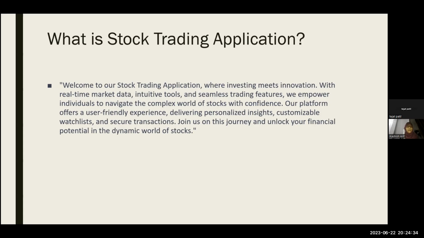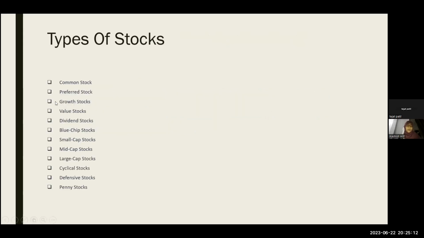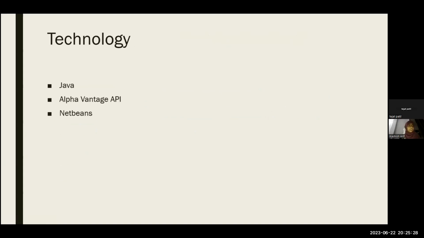Now we need to understand the stock trading application. Welcome to our stock trading application, where investing meets innovation. We offer real-time market data, intuitive tools and seamless trading features. We empower individuals to navigate the complex world of stocks with confidence. Basically, this is a platform where a stockholder can purchase and sell stocks. Many companies exist like Angel One, Upstox, Groww. Types of stock: common stock, preferred stock, growth stock, value stock, dividend stock, blue chip stock, small cap stock, mid cap stock, large cap stock, cyclical stock, defensive stock, financial stock.